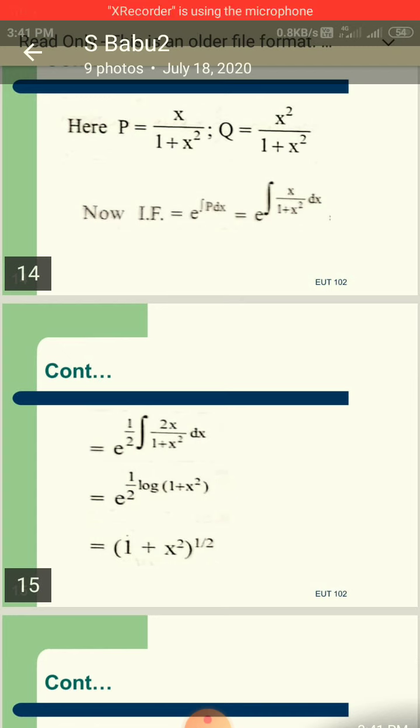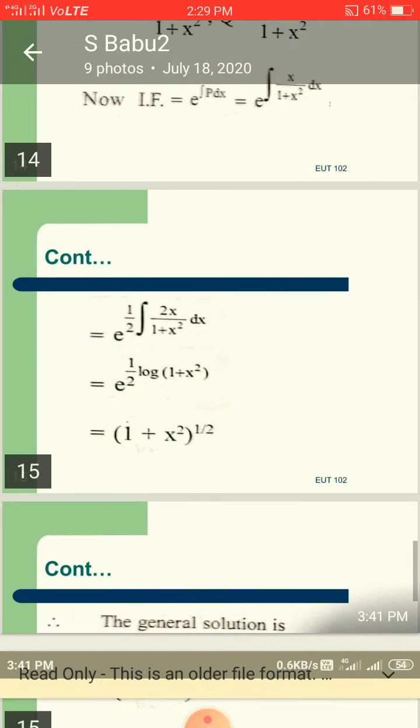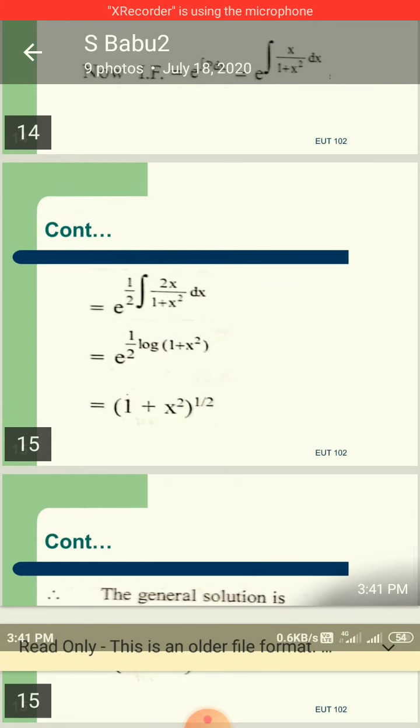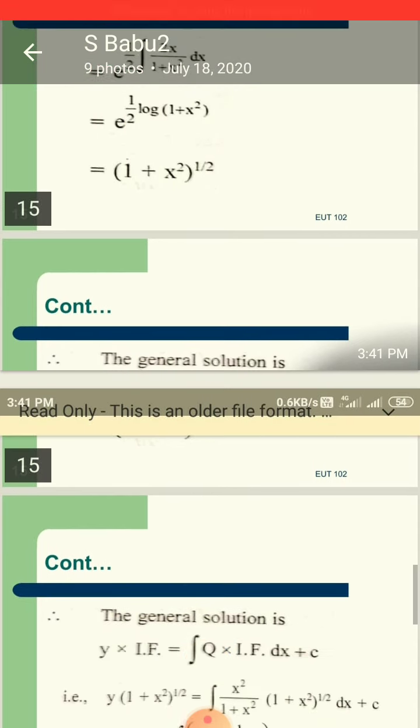Simply here we can get the form 1 plus x square to the power 1 by 2. Why are we getting here only 1 plus x square power 1 by 2? Because exponential function e and logarithmic function are both inverse to each other. That's why simply we can strike off the logarithmic function and exponential function. Simply we will get only 1 plus x square power 1 by 2 as the integrating factor.